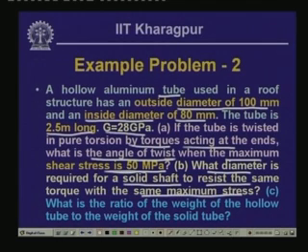So, we can make a comparison between the two, and what is the ratio of the weight of the hollow tube to the solid tube. So, let us look into this particular example so that we can make a comparison between the two.